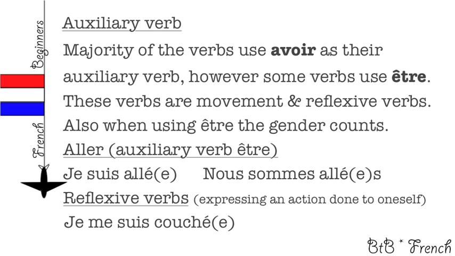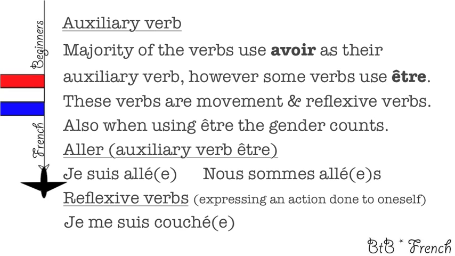An important thing to note is that when you use the verb être as your auxiliary verb, gender counts. An example is je suis allé. If a female was saying this phrase, an e must be added at the end. Another example, nous sommes allés. Because nous is plural, you must add an s.